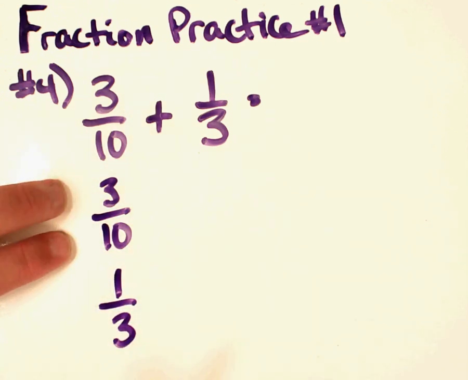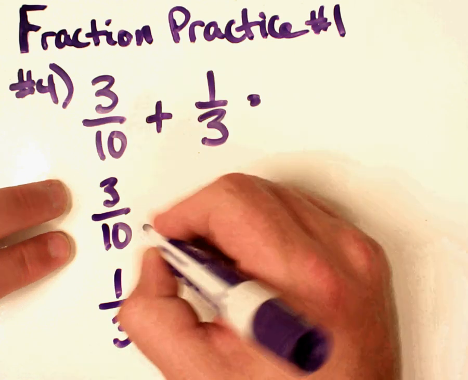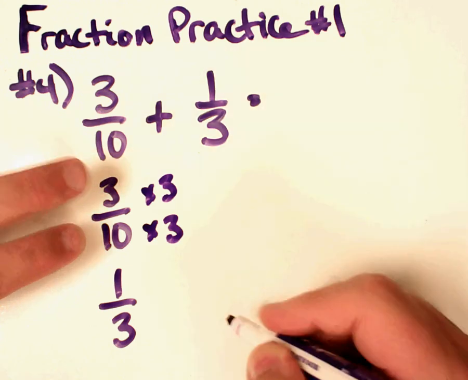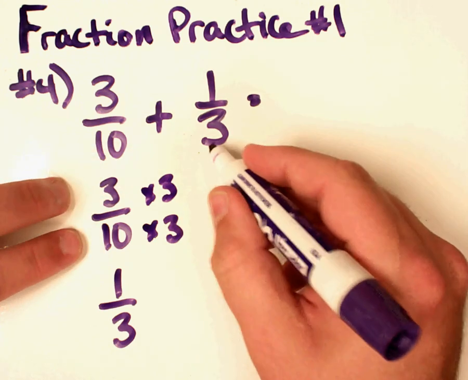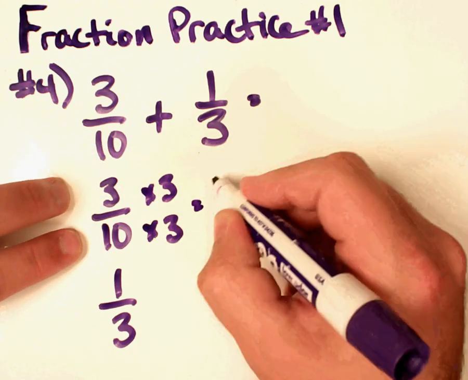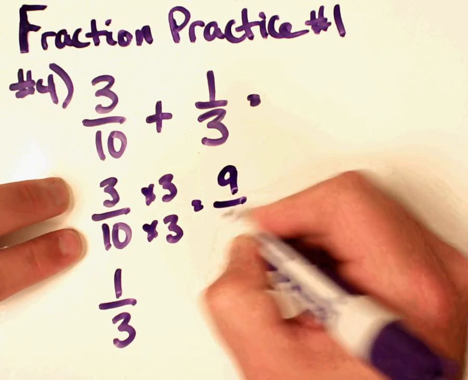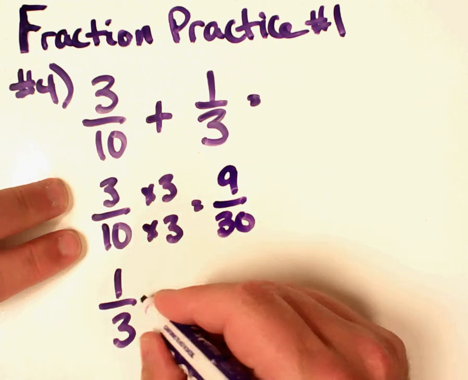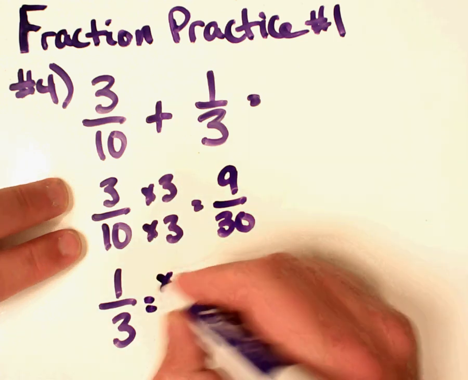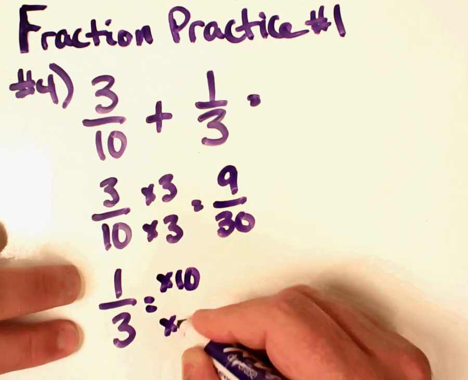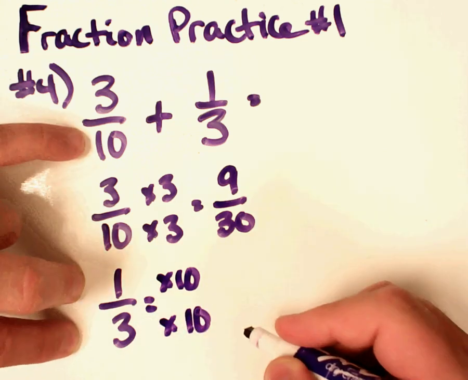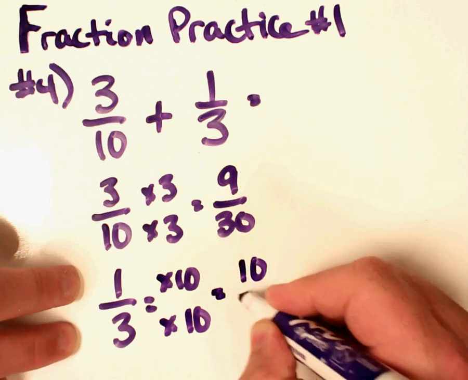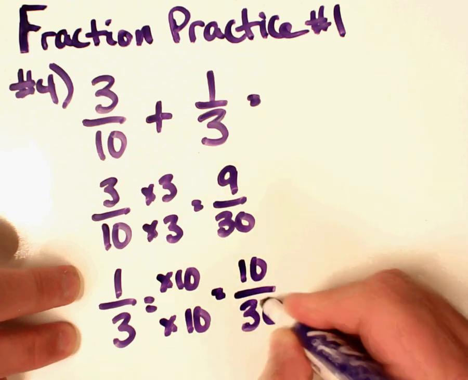For my 3/10, I need to multiply both the top and the bottom, the numerator and the denominator, by 3, because that's my other denominator. That's going to give me 9 over 30. And then for my 1/3, I need to multiply both my numerator and my denominator by 10, because that's my other denominator, giving me 10/30.